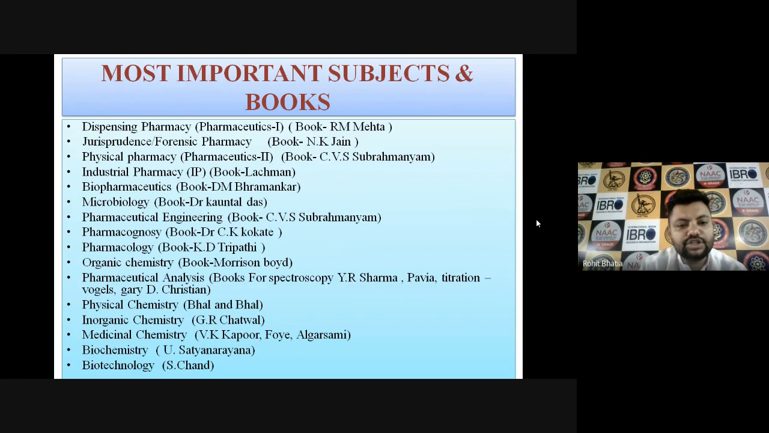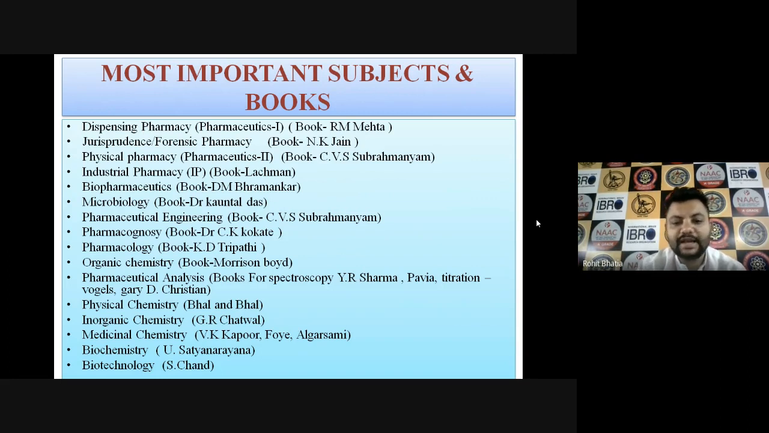For microbiology, go for Dr. Kanta Das. For pharmaceutical engineering, refer C.V.S. Subramaniam. For pharmacognosy, Dr. C.K. Kokate book is enough. For pharmacology, K.D. Tripathi is enough. For organic chemistry, Morrison Boyd or Bahl and Bahl is enough.